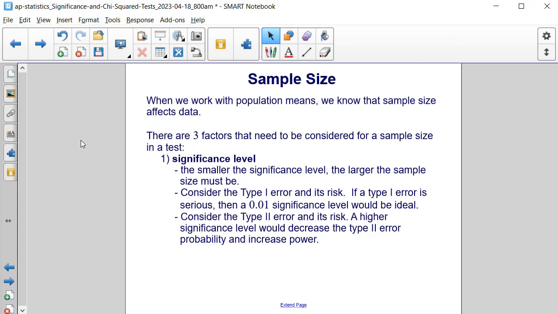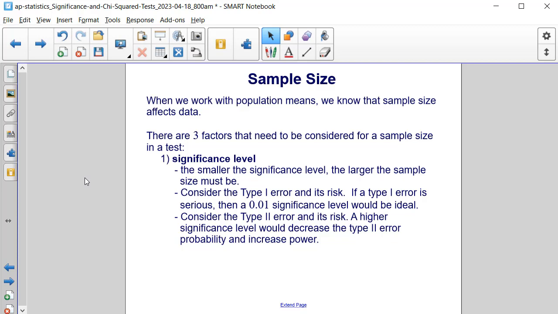When we work with population means, we know that the sample size affects the data. There are 3 factors that need to be considered for a sample size in a test. First is the significance level. The smaller the significance level, the larger the sample size must be.